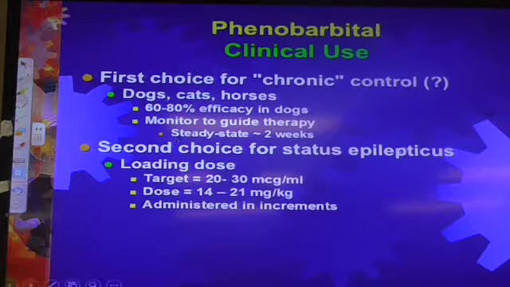For status epilepticus, it's a second choice drug, maybe third choice, depending upon your clinicians. Remember, to get them up to therapeutic concentrations, you're going to have to give a pretty hefty loading dose. And remember, it will take a little bit longer to get into the CSF, and so you're going to want to administer in increments. Maybe give a third of the dose and then wait 10 minutes and then give the next third of the dose that you've calculated.